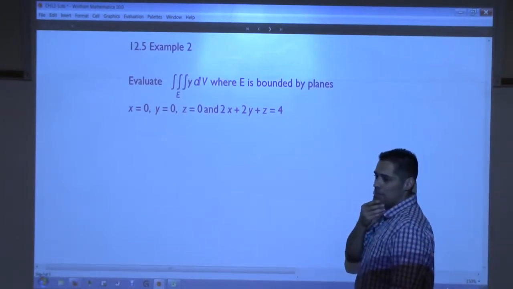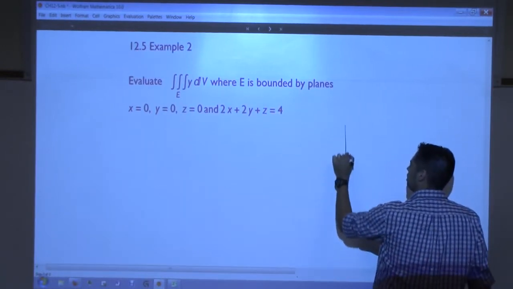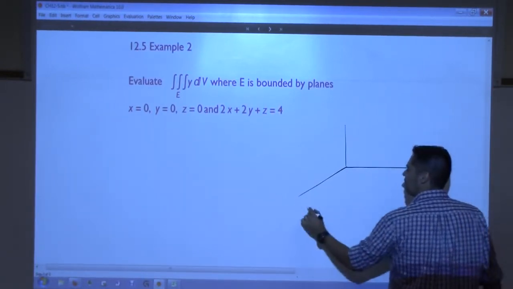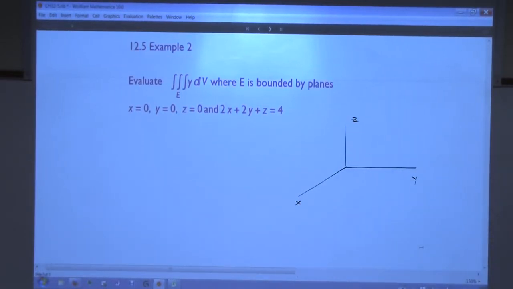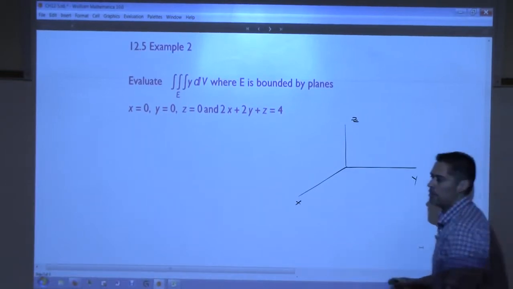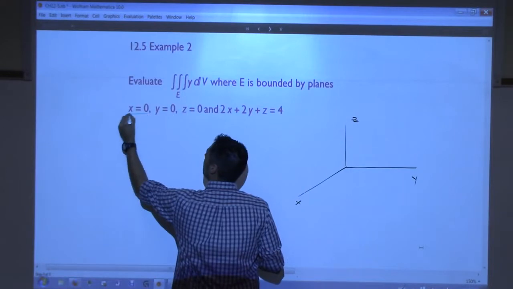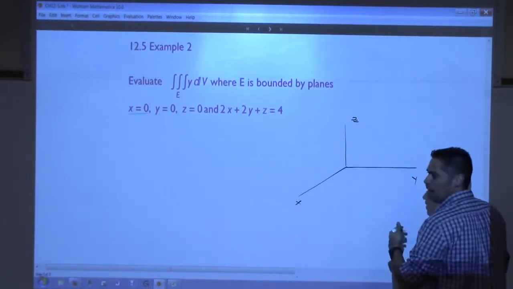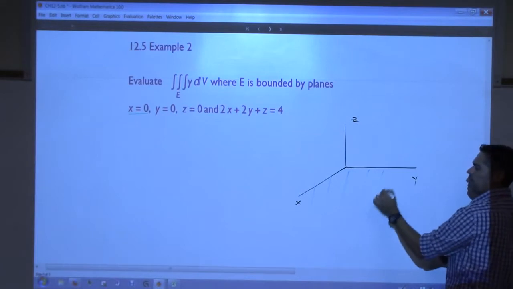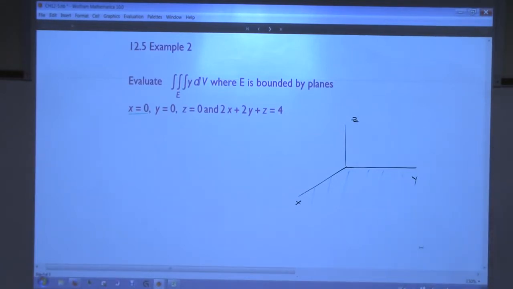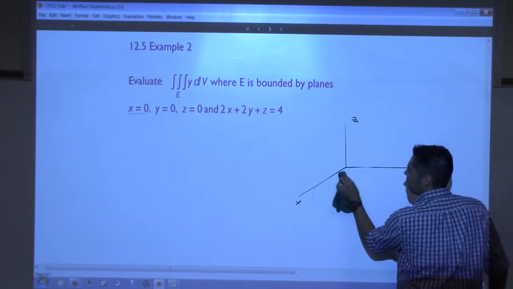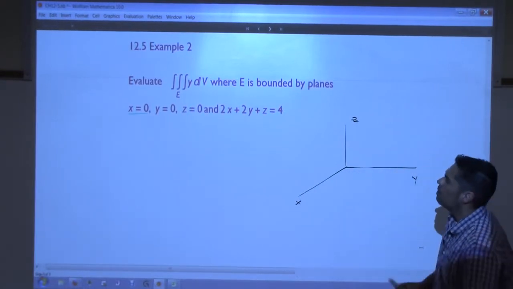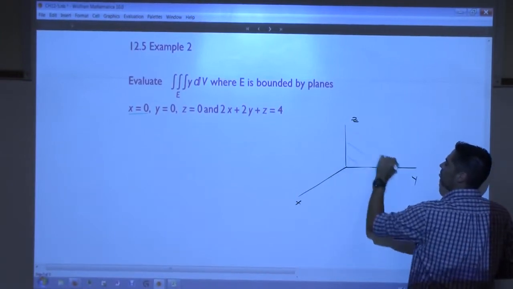And I've got to try and draw this in three-dimensional space. X, Y, Z. What is x equals 0? X equals 0 is the YZ plane. It's the ground, right? I'll just draw it out here first. There's the ground, right? Hold on. I drew the wrong one first. X is 0, YZ plane, back wall here, yeah?